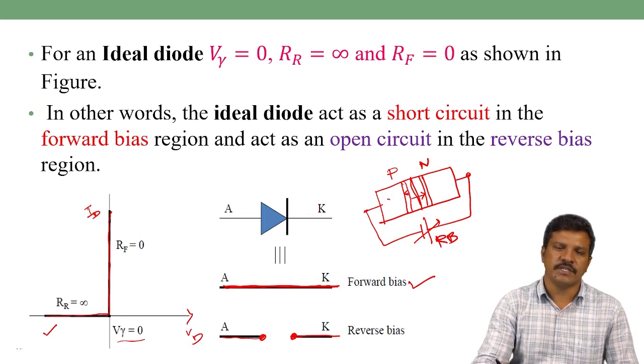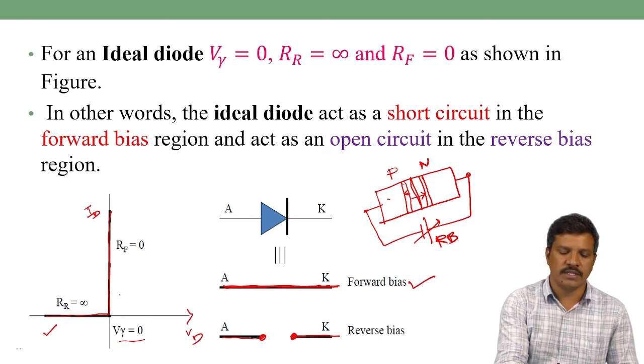This kind of approximation model is used for an ideal diode. Simply we can say that for an ideal diode, the barrier potential or barrier voltage is equal to 0, the reverse resistance RR is equal to infinite, and the forward resistance is equal to 0. We know that resistance is nothing but the reciprocal of the slope.